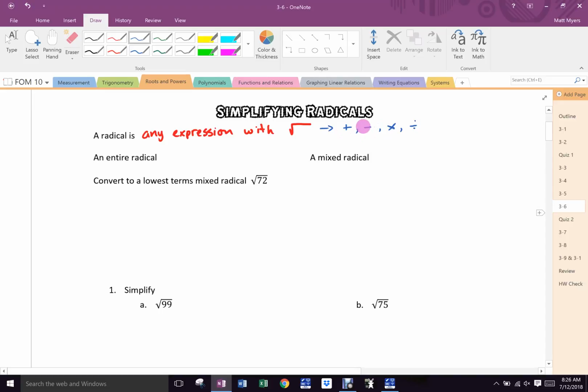But the first three we are going to talk about. Everybody good? Okay. An entire radical. I'm highlighting that because it is different than a mixed radical. An entire radical has only that symbol in it. A mixed radical has a coefficient.